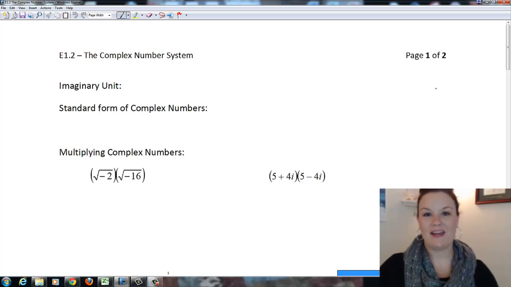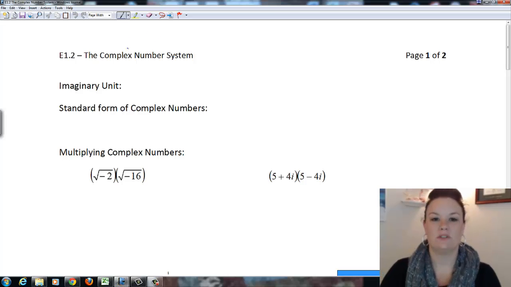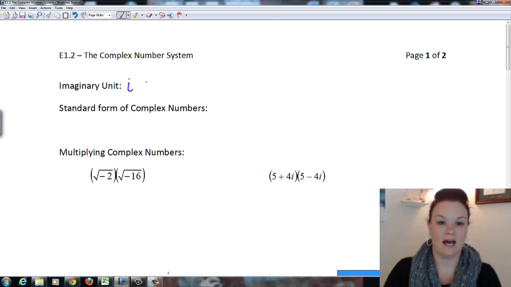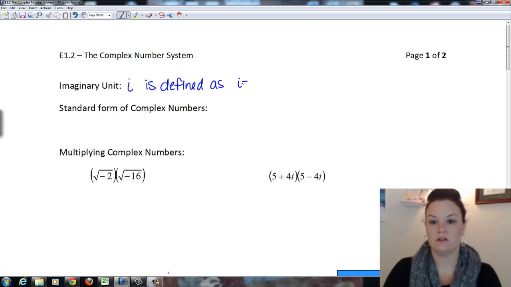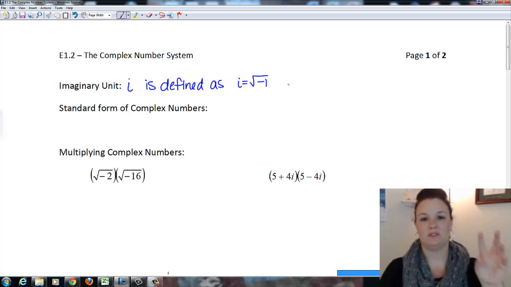All right, I'm going to go ahead and go over E1.2, which is the complex number system. When we're dealing with a complex number system, we have an imaginary unit, which we call i. Okay? And we define i as the square root of -1. We do that so that when we have square roots with negatives under them, we can pull that negative out as an i and be able to go ahead and calculate the radical that we're left with.